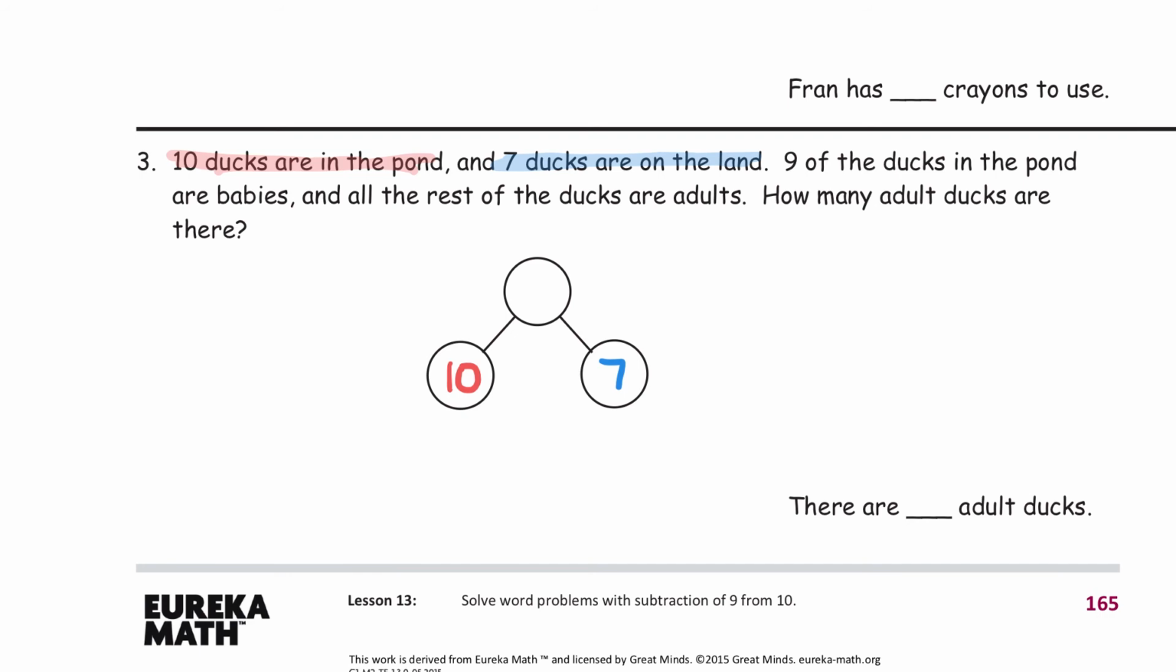And we need to subtract. 9 are babies, and the rest are adults. How many adult ducks are there? Because we know there's 9 that we're going to be taking out, we have to cross out 9 of our dots. Then circle and group what you have left, and that will tell you how many adult ducks there are. And that's where your answer will go, right here. Pause the video, rewind it if you need help with the explanation of what to do again. Once you've finished, press play and we'll take a look at problem number 4.